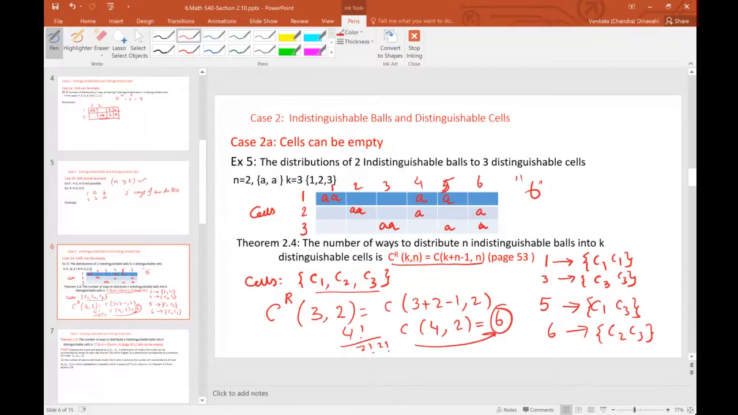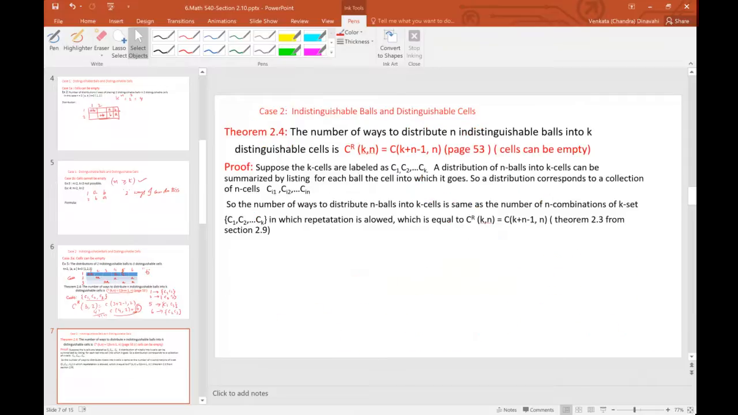Now I'm going to generalize this. I explained this with the help of this example. Hope that made some sense. Now let us generalize this. The number of ways to distribute indistinguishable balls into k distinguishable cells is this. Please remember, all the n balls are indistinguishable, all are of the same kind, and the k cells are different. You are remembering the k cells as C1 to Ck, the same as in the previous example, C1 to C3.